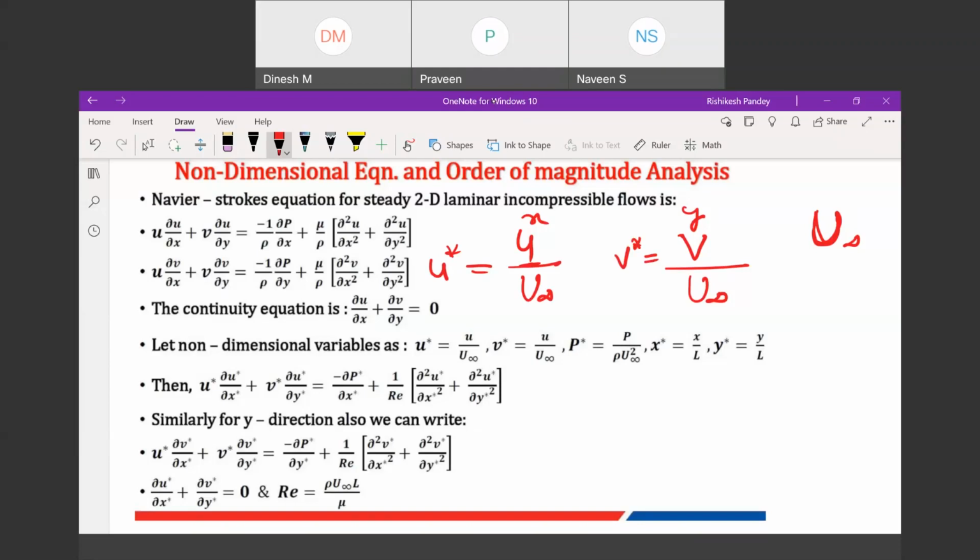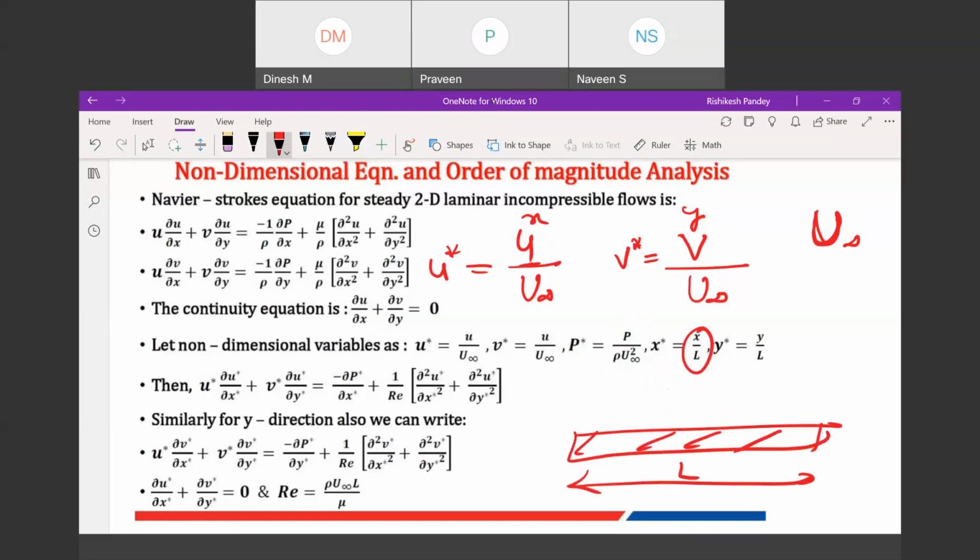Now similarly, you can non-dimensionalize pressure as p by rho u infinity square. Rho u infinity square has the same dimension as pressure. That's why we are dividing with this one. Anyway, the dynamic pressure is half rho u infinity square, so the one-half is a constant only. So this term we have taken for non-dimensionalizing pressure: p by rho u infinity square. Now x can be non-dimensionalized with the length of the plate. If this length is L, and we have taken the coordinate as this y and this x, then x can be divided by length L and we get x star. y can be divided by L and we get y star.